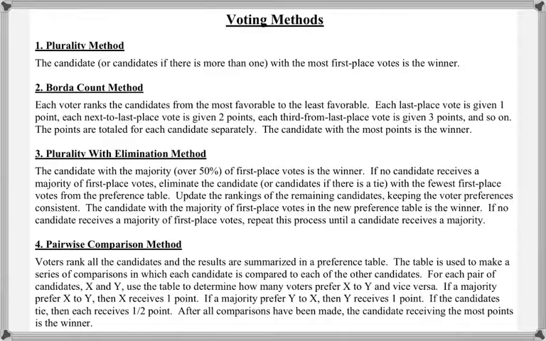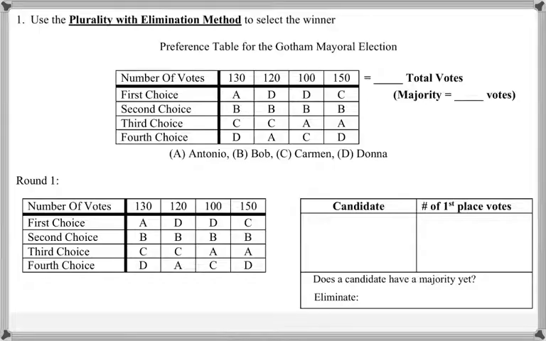Update the rankings of the remaining candidates, keeping the voter preferences consistent. The candidate with the majority of first place votes in the new preference table is the winner. If no candidate receives a majority of first place votes, repeat this process until a candidate receives a majority. So as you can see, we have the same preference table as we did in the previous two videos, but now we are solving using the plurality with elimination method.